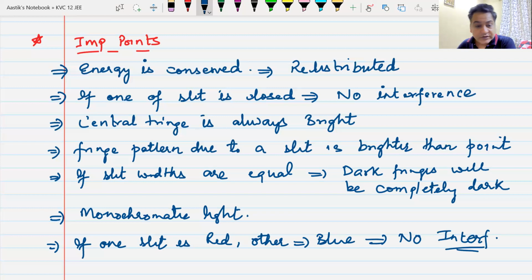So these are important points, as I can tell you. Some points we can understand right now. Some points we might understand in days to come, maybe in the next class. Did I tell you about non-coherent sources?